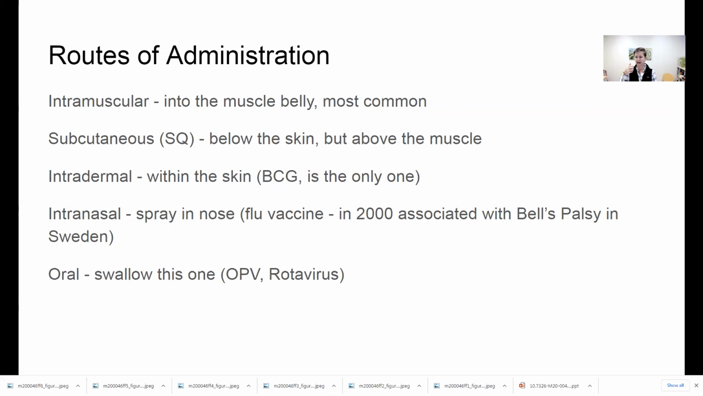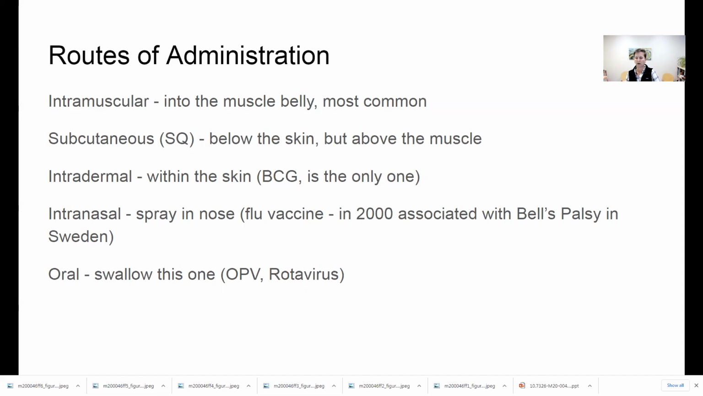Intranasal, that's basically the flu vaccine, which is really our only intranasal one right now. In 2000, interestingly, their flu vaccine that year, which was an inactivated virus, actually ended up being pulled because it was associated with Bell's palsy. If you got the vaccine in your right nostril or your left nostril, they were seeing association of Bell's palsy on that side. So that's a bit interesting historical information.